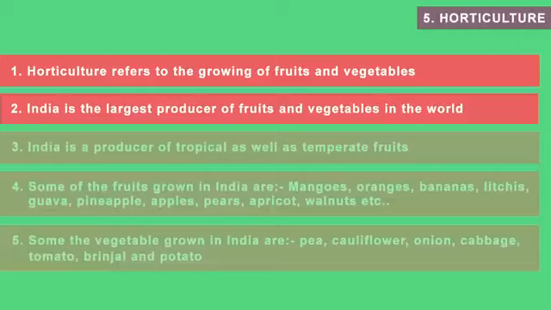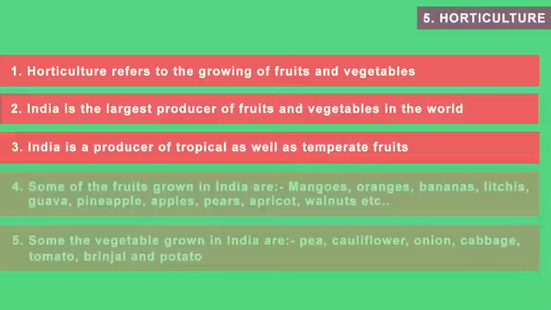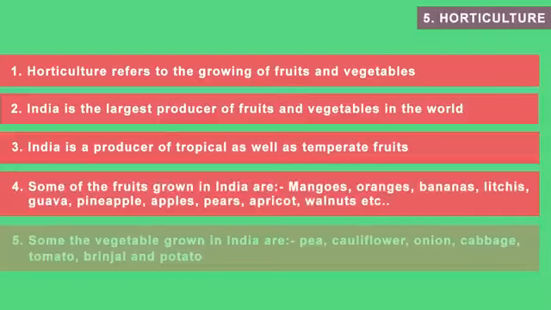Now India is the largest producer of fruits and vegetables in the world. India produces both tropical as well as temperate fruits. So we have mangoes, oranges, bananas, lychee, guava, pineapple, apples, pears, apricots, walnuts. So all these kinds of rich fruits are grown in India.